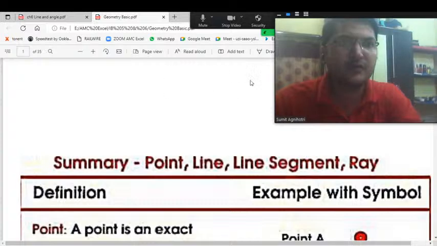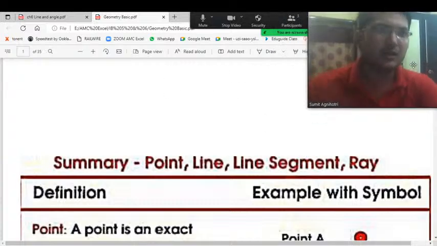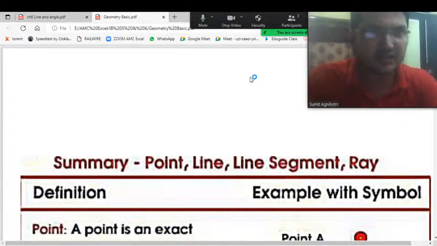Okay. Now we are going to cover this in much detail. The topic is the basic geometrical part we are going to cover today. Under basic geometry, we start with point, no doubt at all.